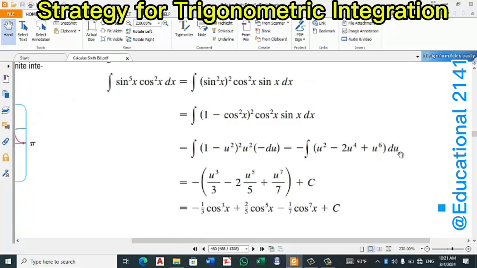So the integral of this form is like this, plus a constant c. And again, we use, instead of u, its substitution, which was cosine of x. The final answer for this example is minus 1 over 3 cosine of x cubed plus 2 over 5 cosine of x to the power 5 minus 1 over 7 cosine of x to the power 7 plus a constant.